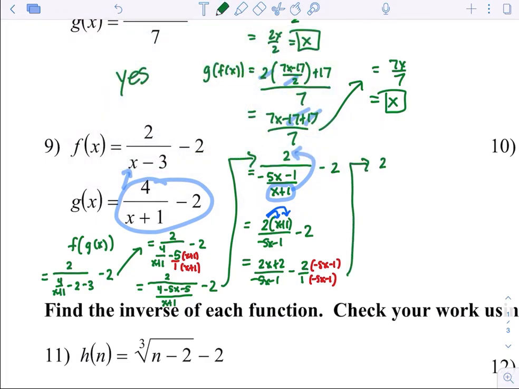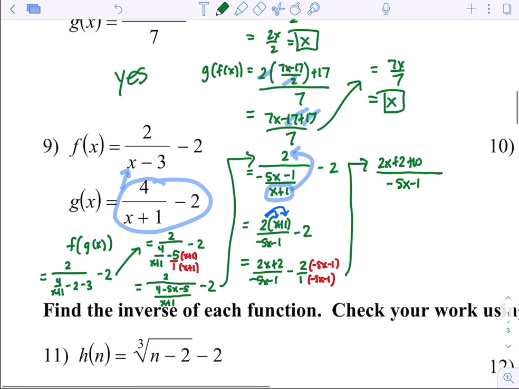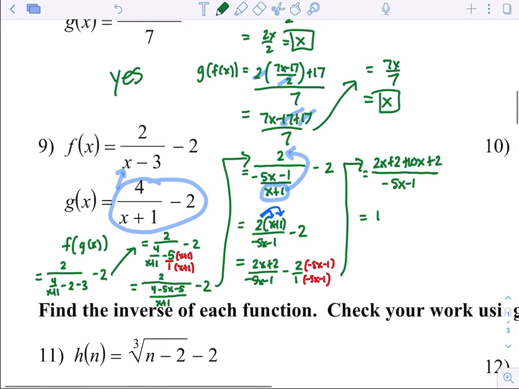So we're going to get 2x plus 2. This is all going to be over negative 5x minus 1. Alright, negative 2 times negative 5x is 10x. Negative 2 times negative 1 is plus 2. Simplify that, we get 12x plus 4 all over negative 5x minus 1, which is clearly not x, so this is going to be a no.